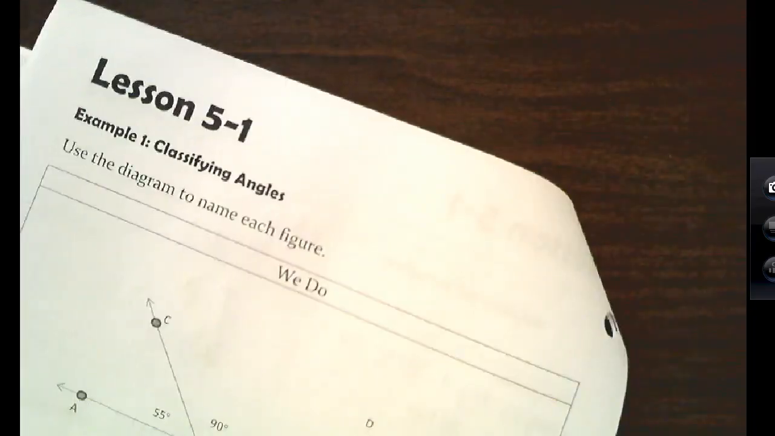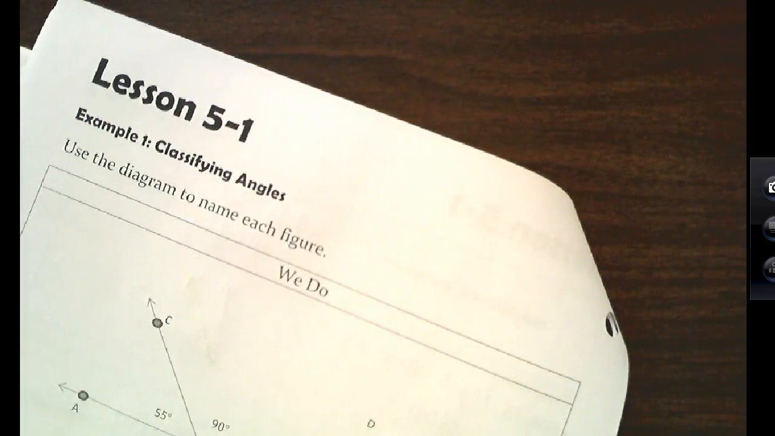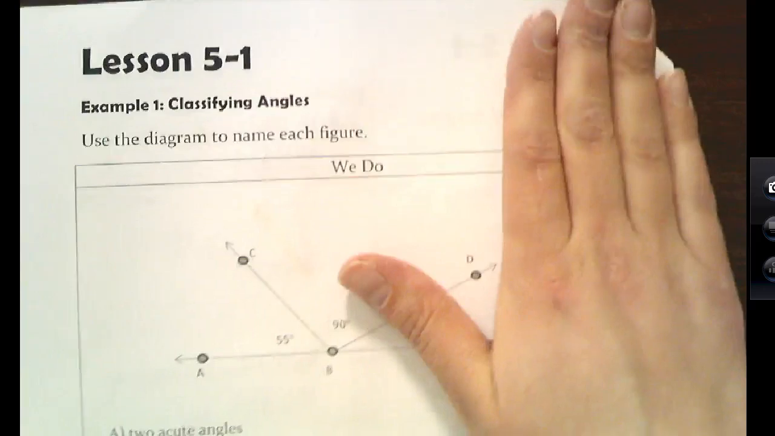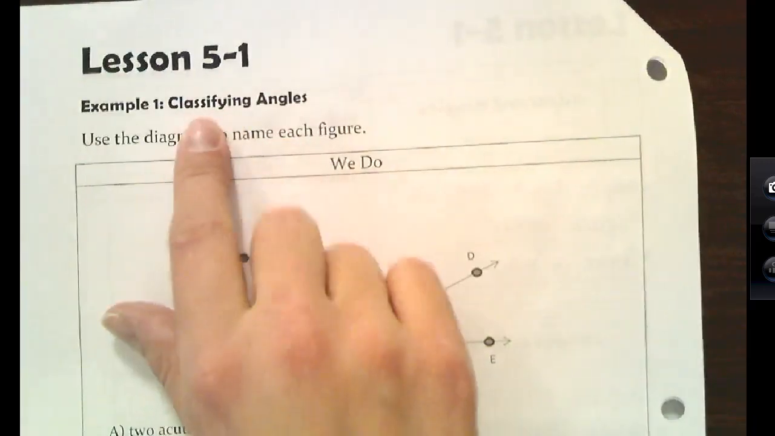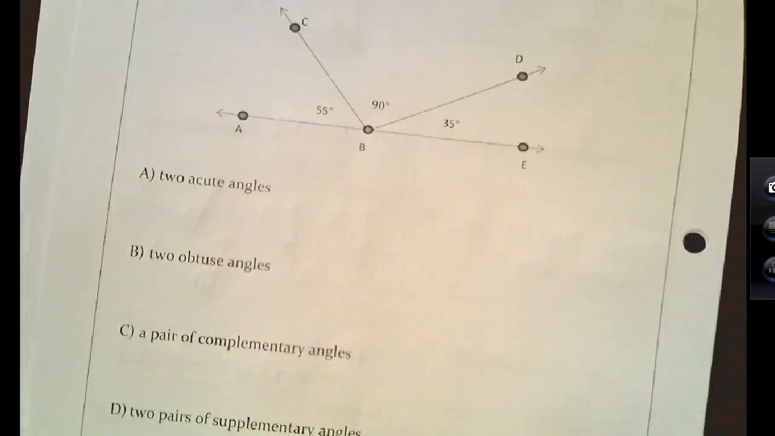So we're going to continue on our 5-1 notes. We're on lesson 5-1, example 1, where we have to classify some angles. Now we're going to take all that vocabulary we've done over the past 2 days and put it to the test.